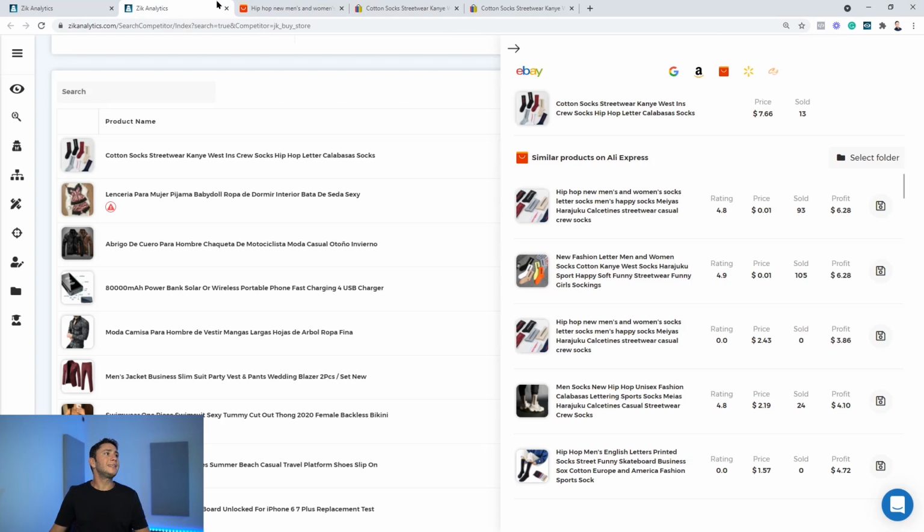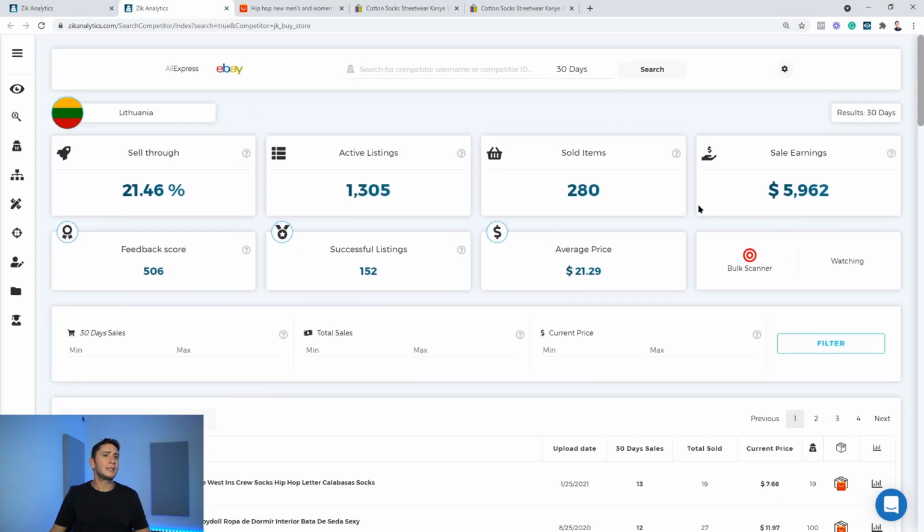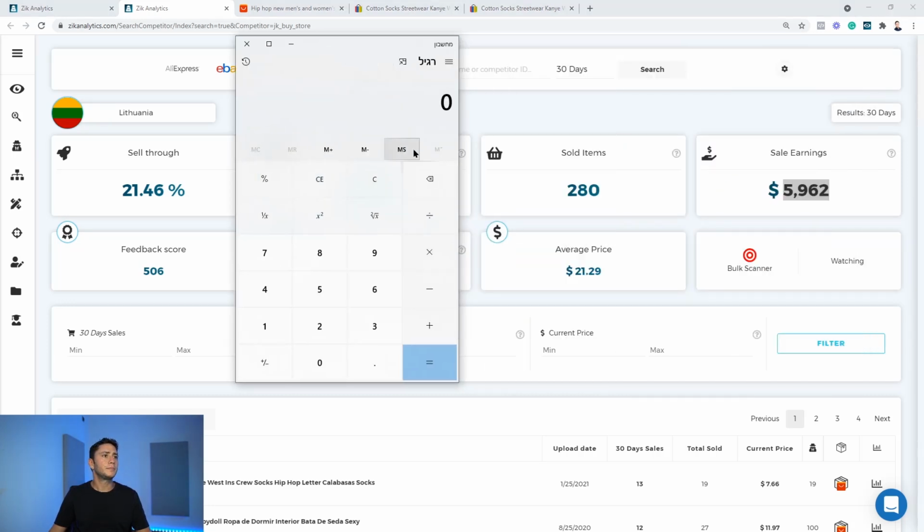Now, let's get back to this data. This guy generates almost $6,000, right? Let's take this number. And let's say, for this case, that he makes 40% profit. So this is the revenue, times 40%. So he's making $2,384 profit. You have some cost of software.